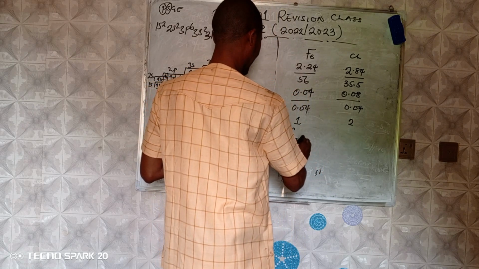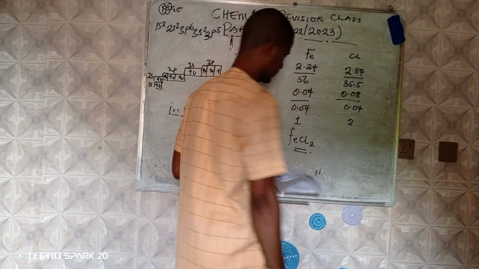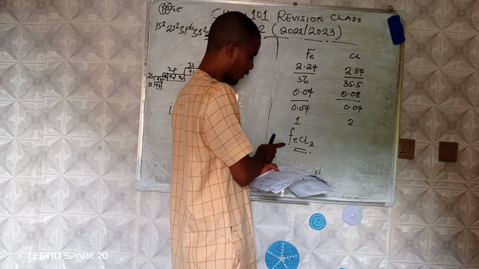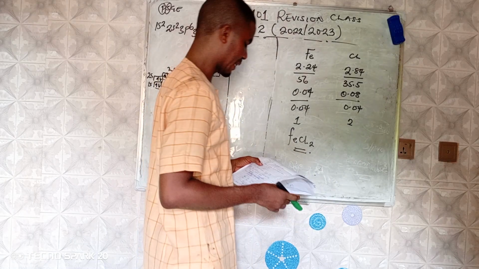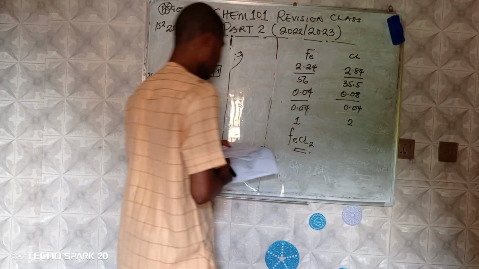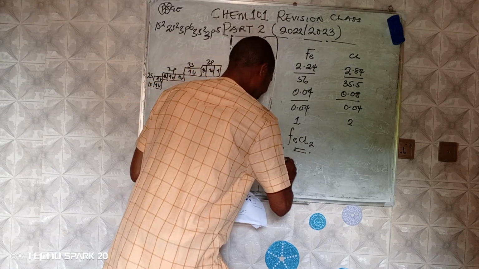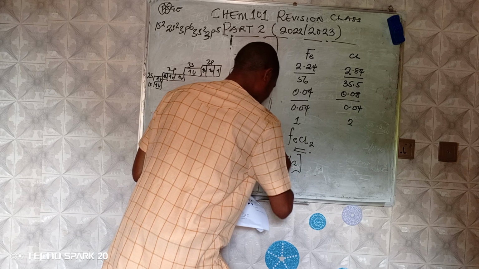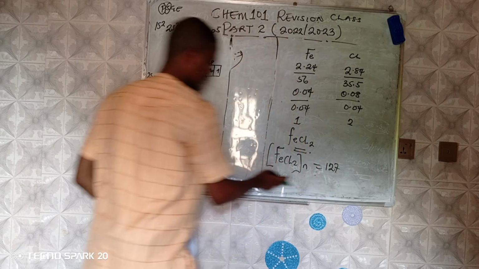So we have FeCl2. Now, this becomes the empirical formula. Since we are given that the molar mass of the empirical formula for the compound becomes this, we have that the molar mass of the compound is 127. So we have FeCl2 into N equals 127.